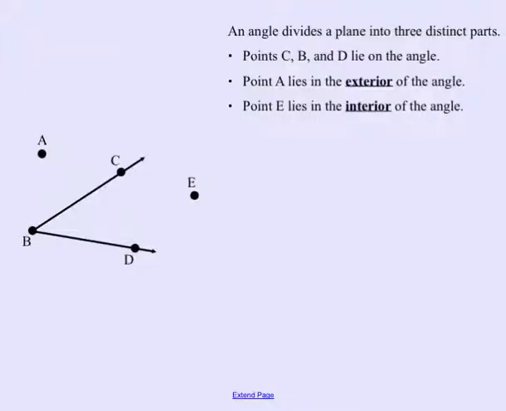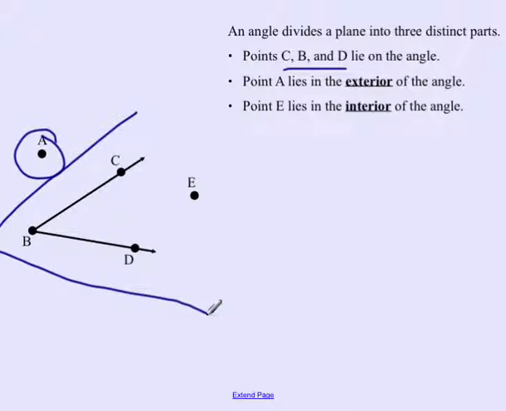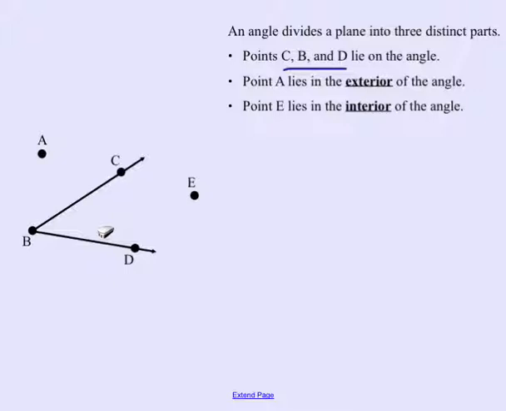An angle divides a plane into 3 distinct parts. Points C, B, and D lie on the angle. They're actually on the angle itself, so that's why we say they lie on the angle. Point A is on the exterior. Notice it's on the complete opposite side of the angle. It's not touching the angle whatsoever. And last but not least, point E lies on the interior of the angle. So E is on the interior.